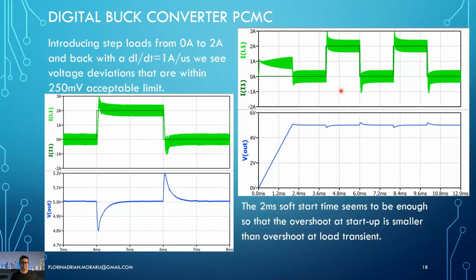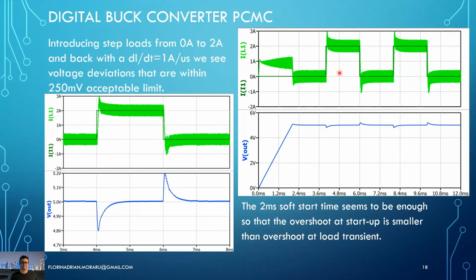Good. Then it was time to look at the dynamic behavior. So I imposed a step load on the output from 0 amps, because we have synchronous rectification and we can tolerate 0 amps at the output, so from 0 amps to 2 amps and back, with a di/dt of 1 amp per microsecond.